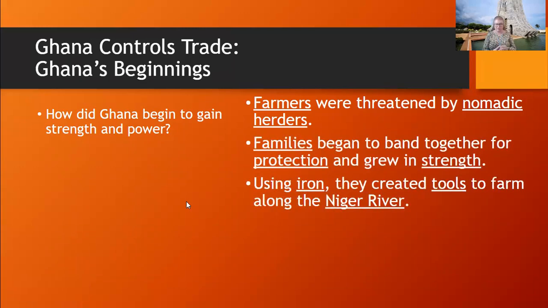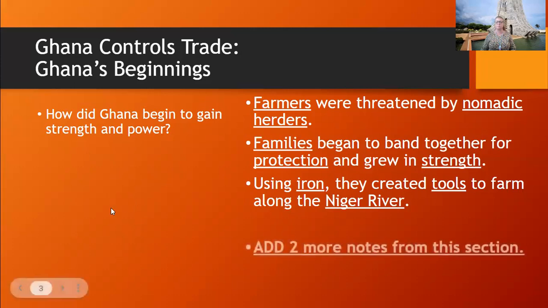One of the other things that they discovered is a new technology of iron. So they found out that if you heat a specific kind of rock, the middle of the rock became molten, and that molten rock would harden into iron. And they were able to use iron for tools and weapons. Ghana is located along the Niger River. And what ended up happening is they were able to create these tools that were going to help them farm more efficiently and effectively, but also create weapons to help protect themselves.